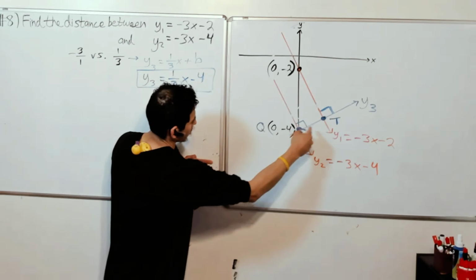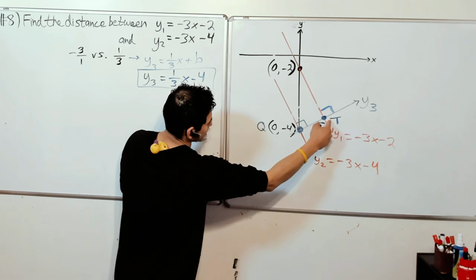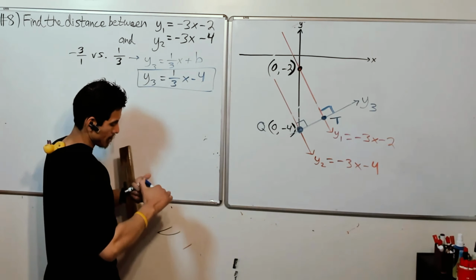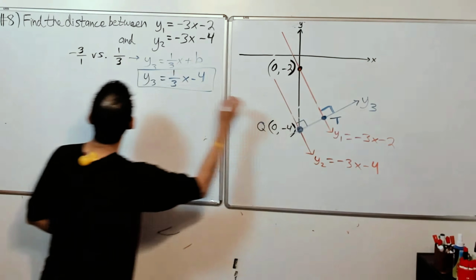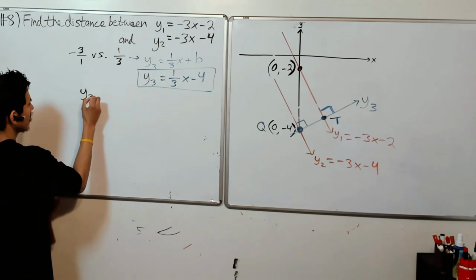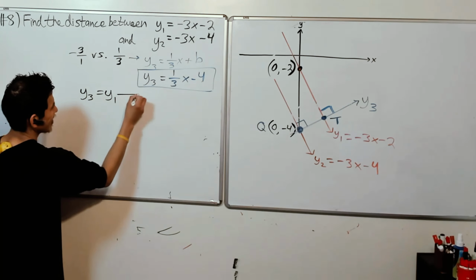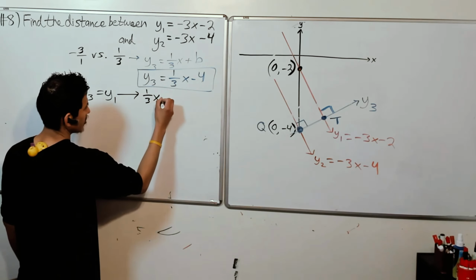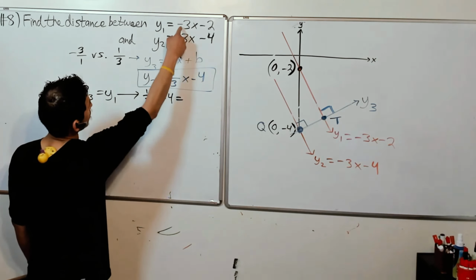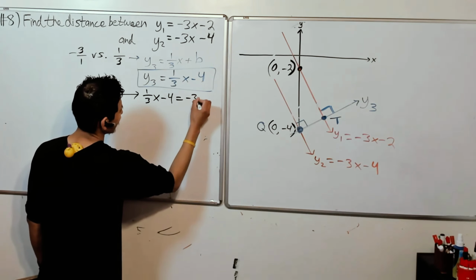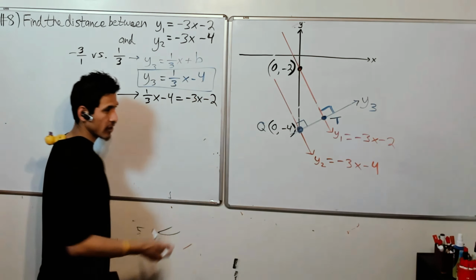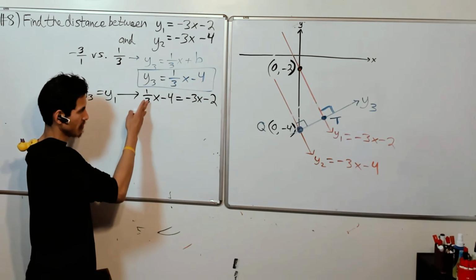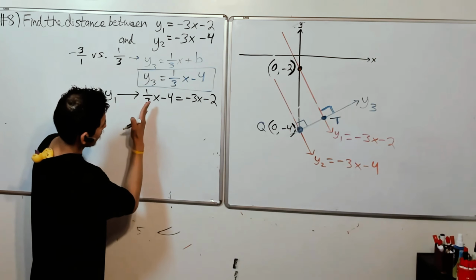Now we find where point T is, and that's going to be by setting y3 equal to y1, because that's where they cross. So let's go and have y3 equal to y1. So have this for y3. y1, we have -3x minus 2. And this is the fun part. You don't mess up because the fraction is there. So you gotta be on top of your fraction game.